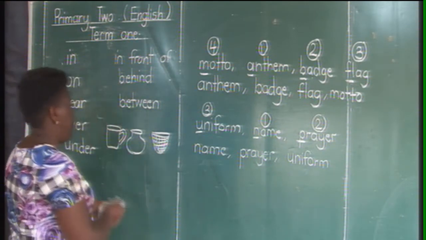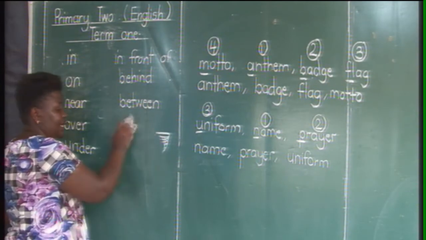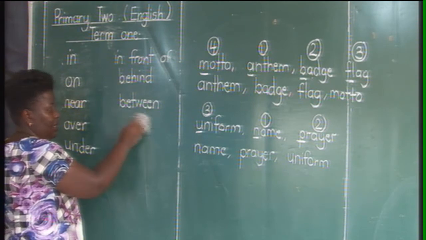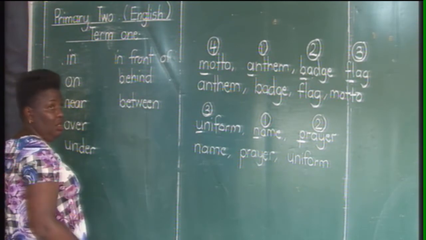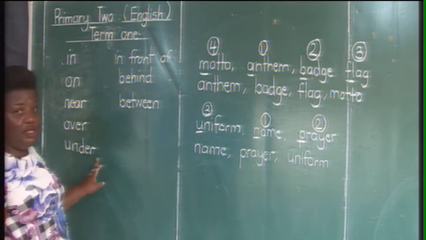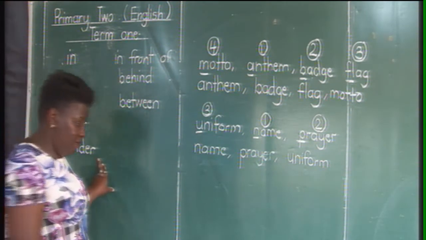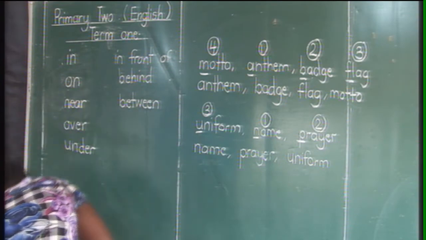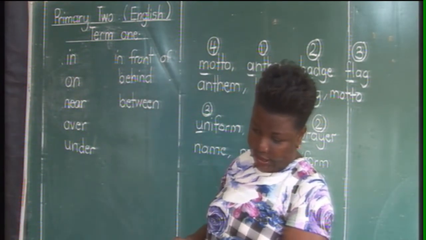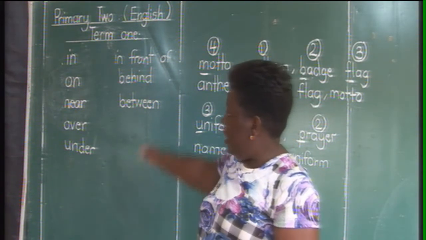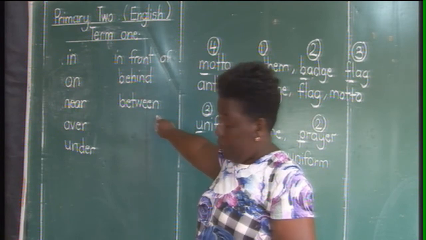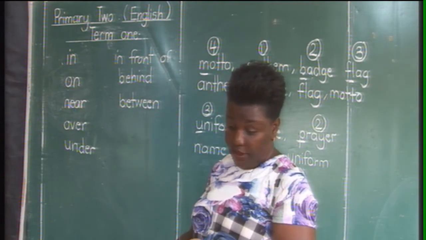So those are prepositions of place. We shall also look at other prepositions like prepositions of verbs, but these are prepositions of place. So we've seen some examples of prepositions of place.